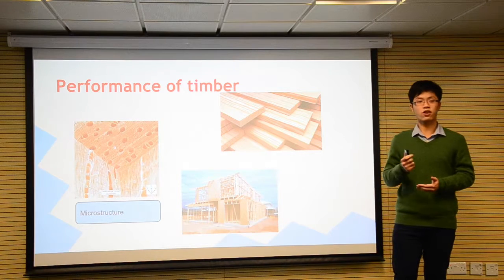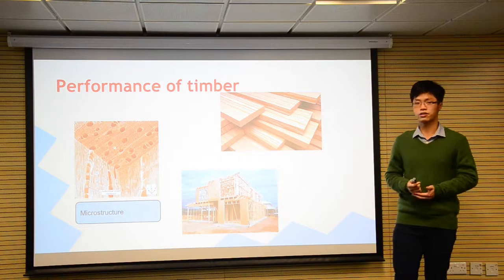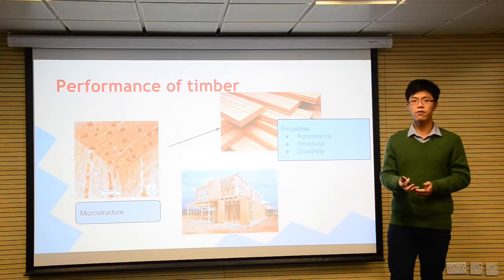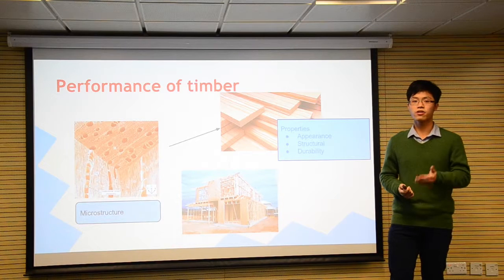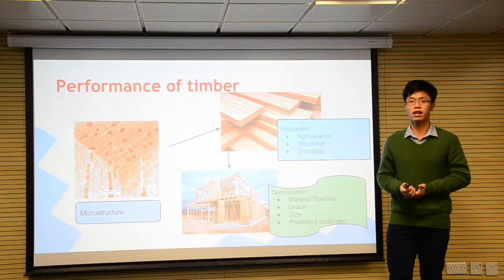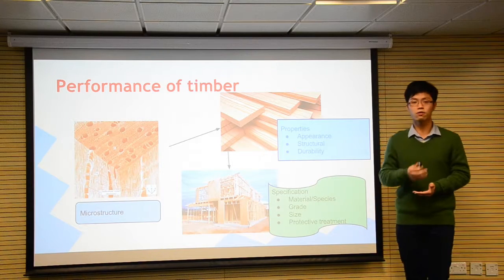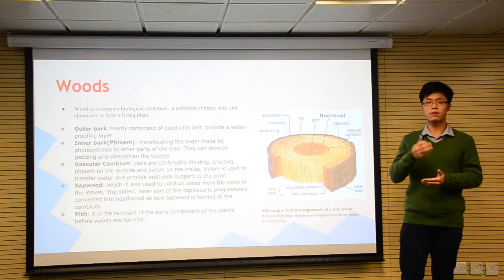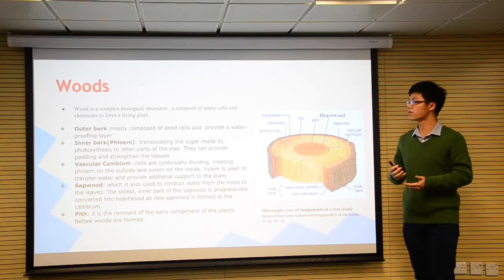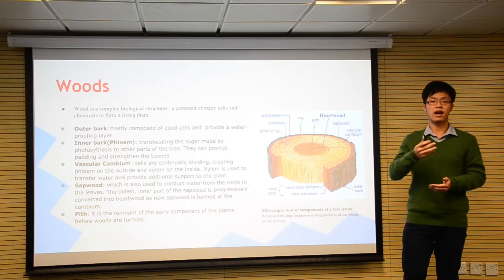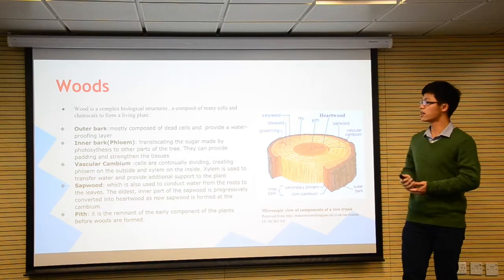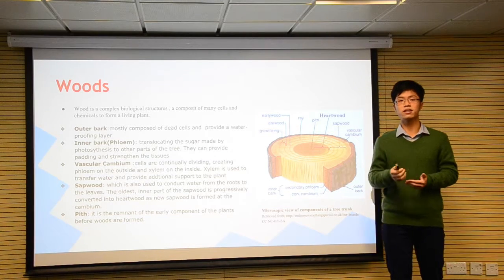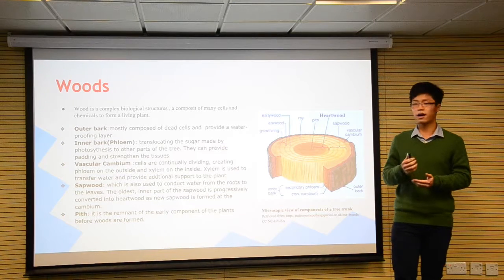And the performance of timber largely depends on its microstructure. And the microstructure will determine the timber's properties, like its appearance, structure, and durability. And it further determines its specifications, like its size or its grading, or how to protect these materials. And because timber is a product of wood, I think we should also know about the general situation of wood. Wood is a complex biological structure. It's composed of many cells and chemicals to form a living part.